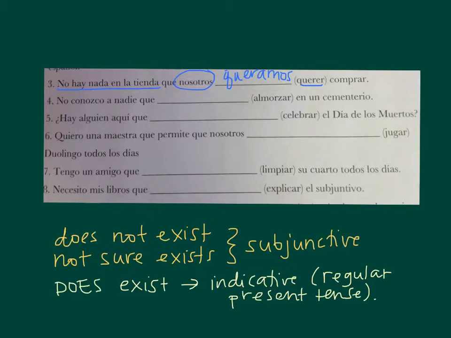Okay? For the next one, I have no conozco a nadie. I don't know anyone that eats lunch in a cemetery. Okay? Again, the person that eats lunch in a cemetery does not exist. Therefore, since they don't exist, I'm going to be using subjunctive.